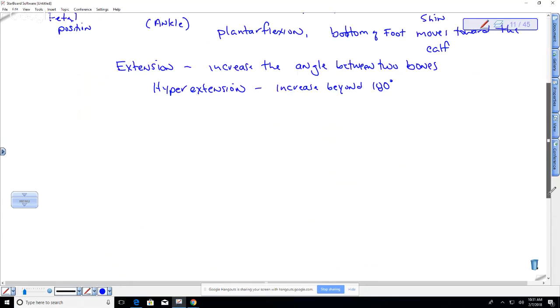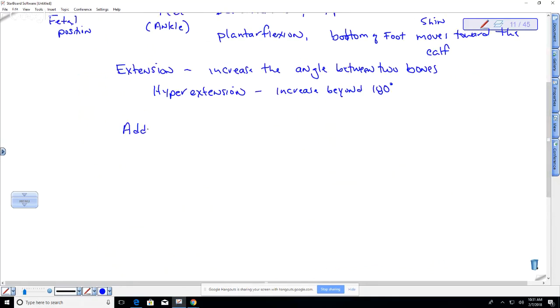We also have movements that are called adduction and abduction. So think you put them together, right? So I adduct my fingers and I bring them together, right? If I abduct them, I pull them apart, right? So adduction is bringing bones together, or bringing bones towards midline, for example. And this would be bringing bones away from midline.